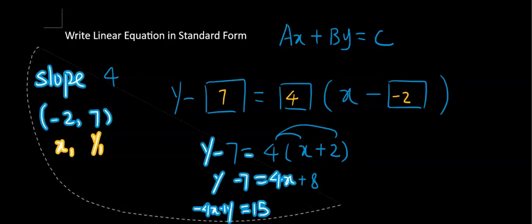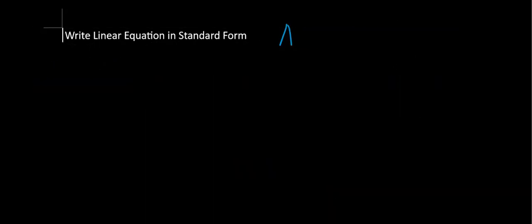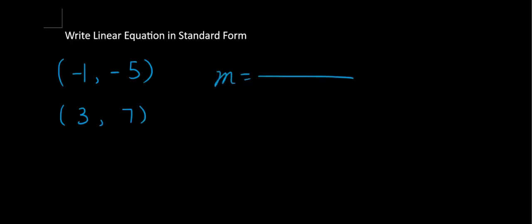Okay, let's practice one more. This time, we get 2 points. So we have to calculate our slope. The first point is (-1, -5), and the second point is (3, 7). I'm going to calculate the slope. So slope is, let's write down one more time, y sub 2 minus y sub 1 over x sub 2 minus x sub 1. I'm going to use these guys as my 2's, okay?